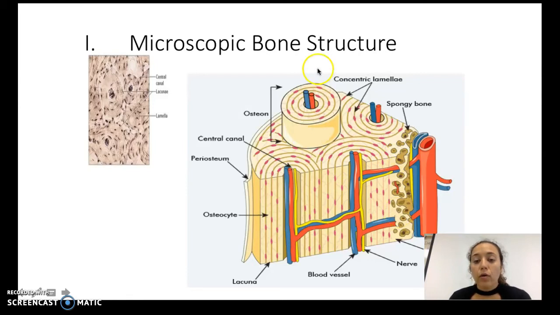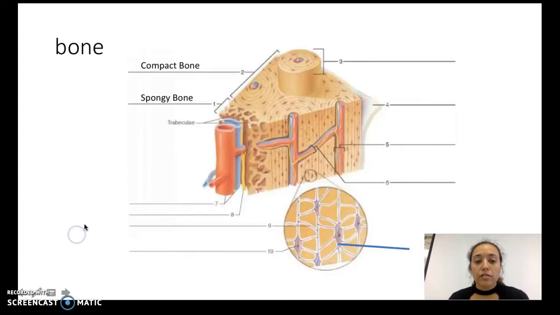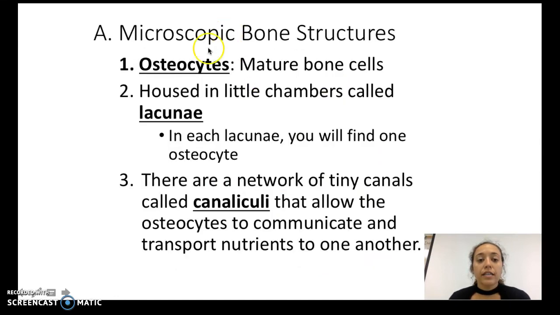But in compact bone, you need a Haversian canal, which is the one right here, and your Volkmann's canal, which is perforating, which is right through here. So let's go ahead and move on. So we're going to start really microscopic first and kind of just make sure in a diagram you have spongy versus compact bone. And now we're going to take a look at the osteocytes.